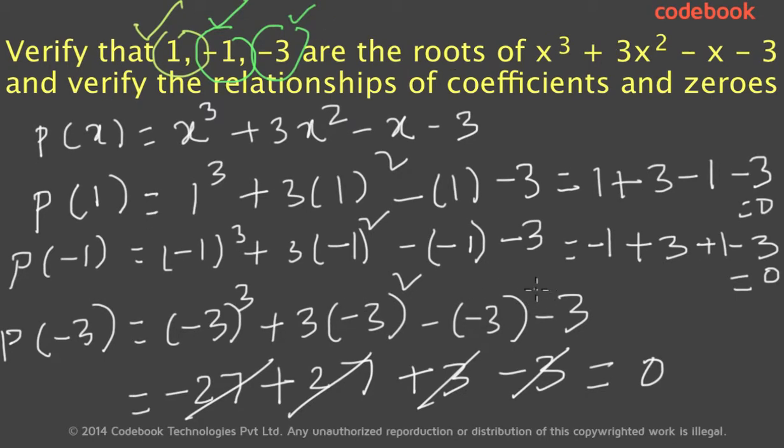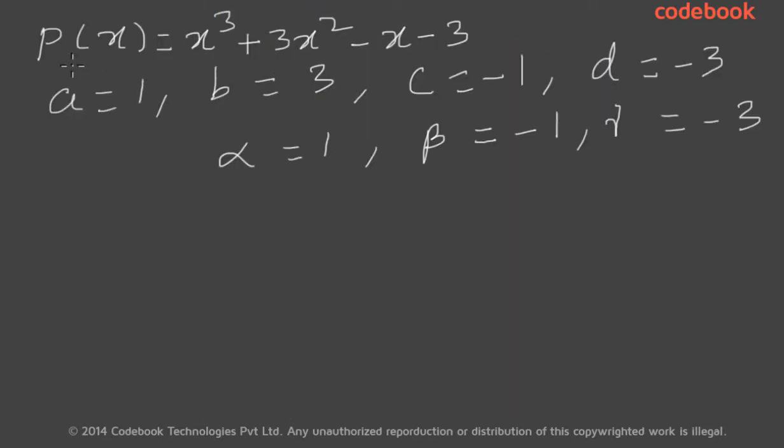So now let's verify if the relationships between the roots and the coefficients are correct. So we have our equation p of x equal to x cube plus 3x square minus x minus 3. So this is in the form of ax cube plus bx square plus cx plus d. So here a equal to 1, b equal to 3, c equal to minus 1 and d equal to minus 3. And we have also been given alpha, beta and gamma are the roots. So 1, minus 1 and minus 3, right? So we have substituted alpha equal to 1, beta equal to minus 1 and gamma equal to minus 3.